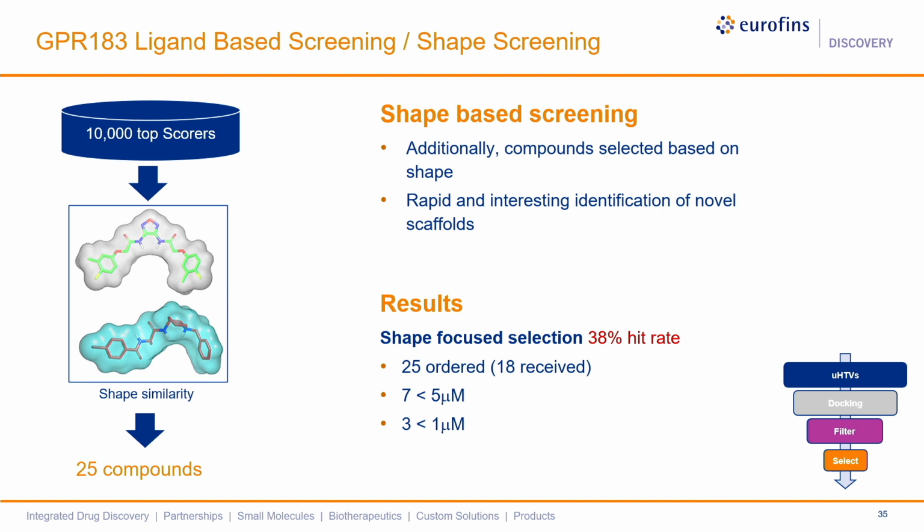Now this is a much lower hit rate, but it is useful because with the shape-based approach you get the most diverse chemical hits, which gives you leverage on running newer chemistries.